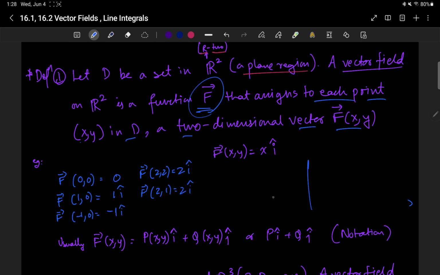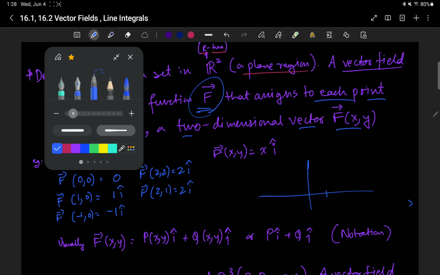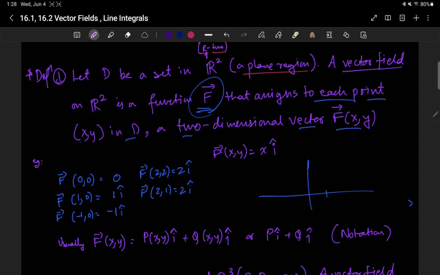So what I can do is I can draw a rough diagram. Nothing happens at 0, right? What happens at (1, 0)? At (1, 0), I have a vector of magnitude 1, which is pointing in the positive x direction. So that's my i cap vector. At (-1, 0), I have a magnitude 1 vector, but pointing in the negative direction. At (2, 2), I have a vector pointing parallel to the x-axis and magnitude 2. And at (2, 1), also I have a vector of magnitude 2.